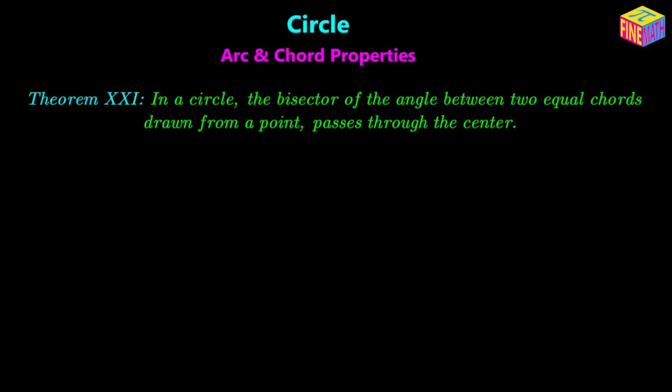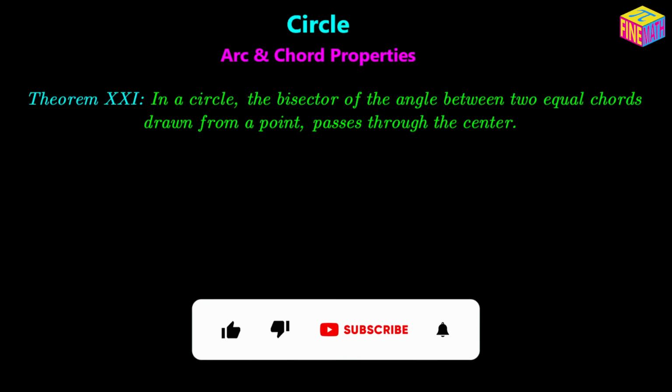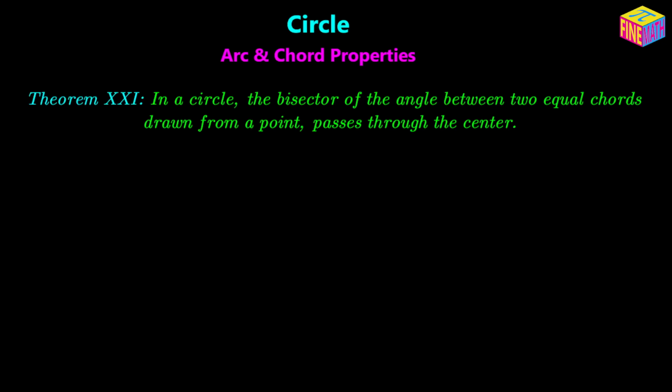Hi everyone, in this video we are going to discuss theorem number 21 from the geometry of circles. The theorem says, in a circle, the bisector of the angle between two equal chords drawn from a point passes through the center. Which means, if we draw two equal chords from a point on the circle, and then draw the bisector of the angle between the two chords, then the bisector will go through the center of the circle.